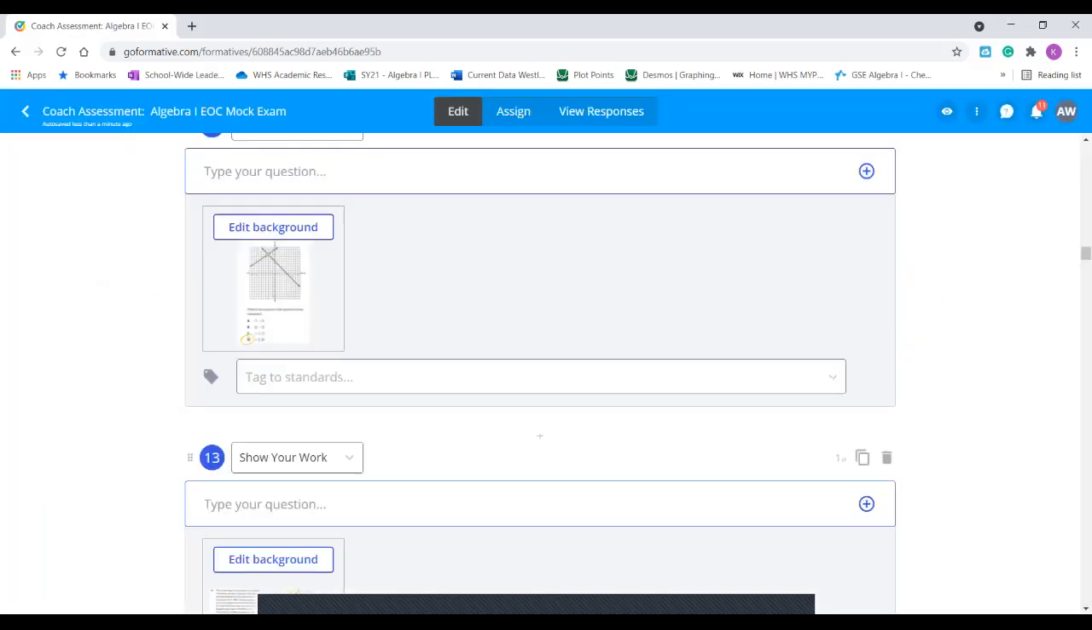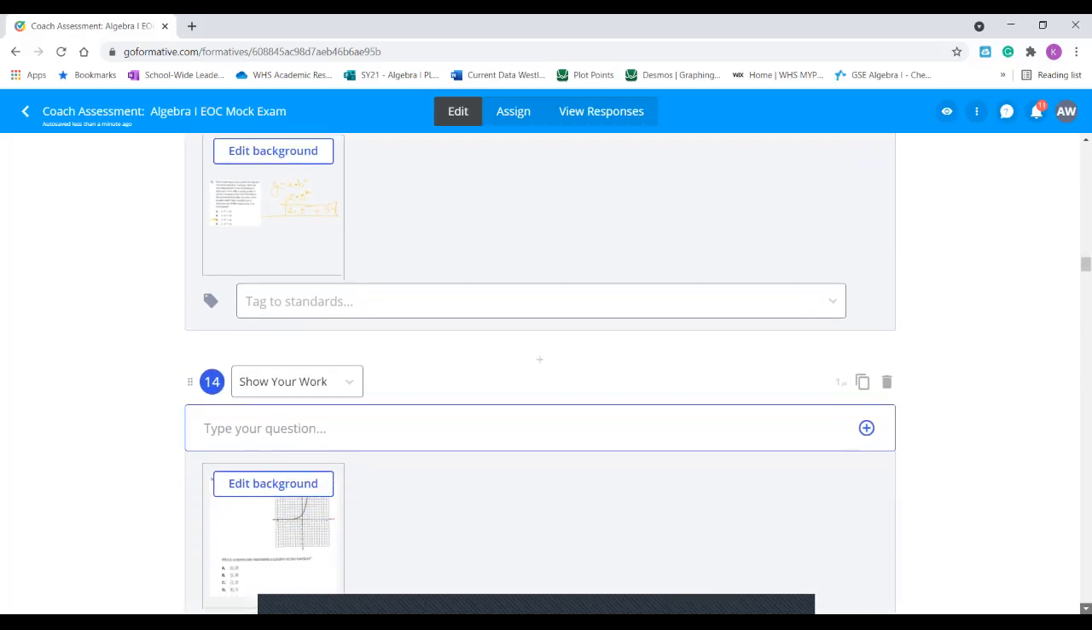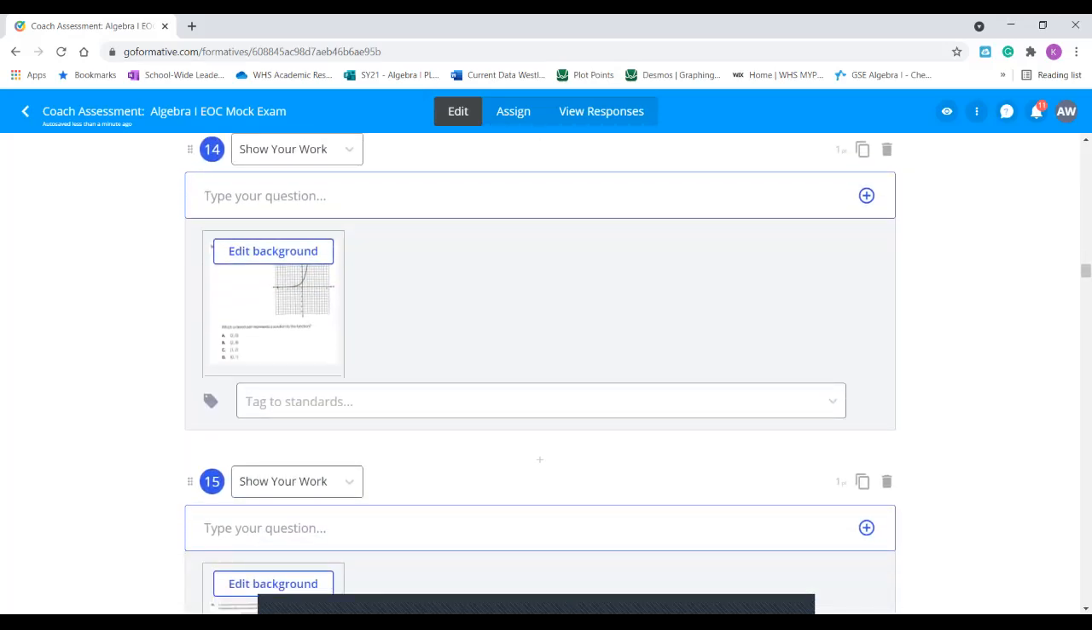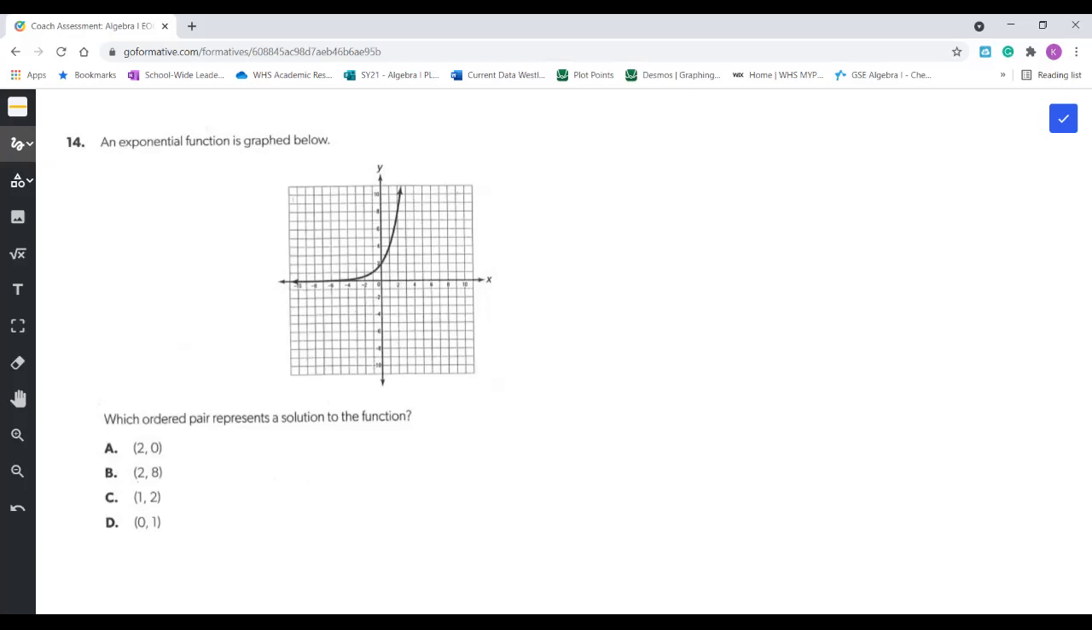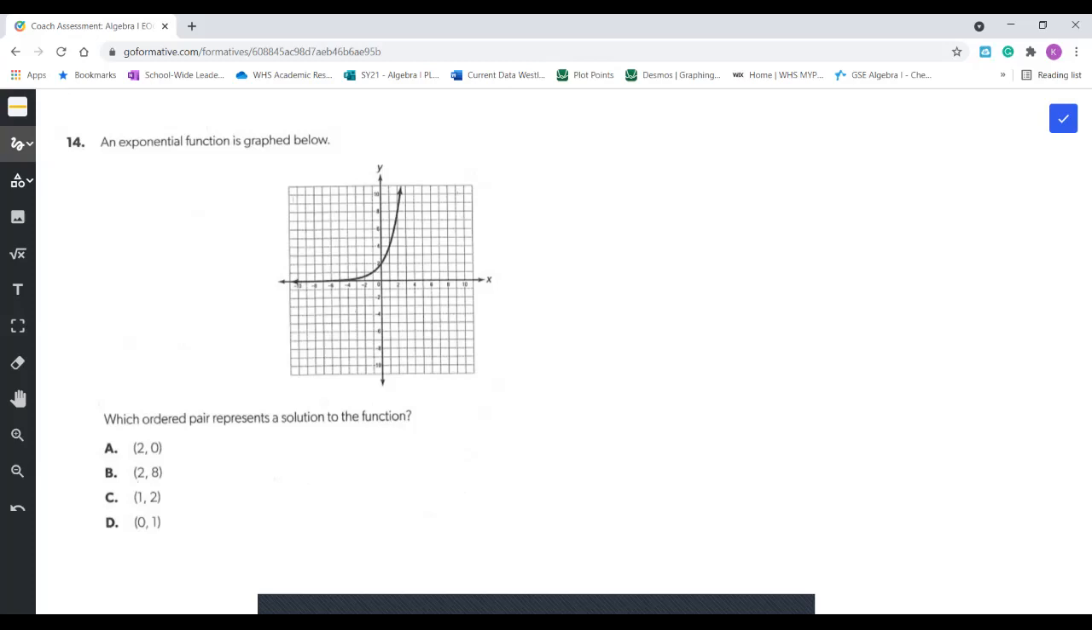All right, number 14. An exponential function is graphed below. Which ordered pair represents a solution to the function? Well, what is a solution? A solution would be any point that actually sits on the curve. Let's see where these points are located. We got (2, 0): over 2, up 0. That's that one right there. Over 2, up 8.